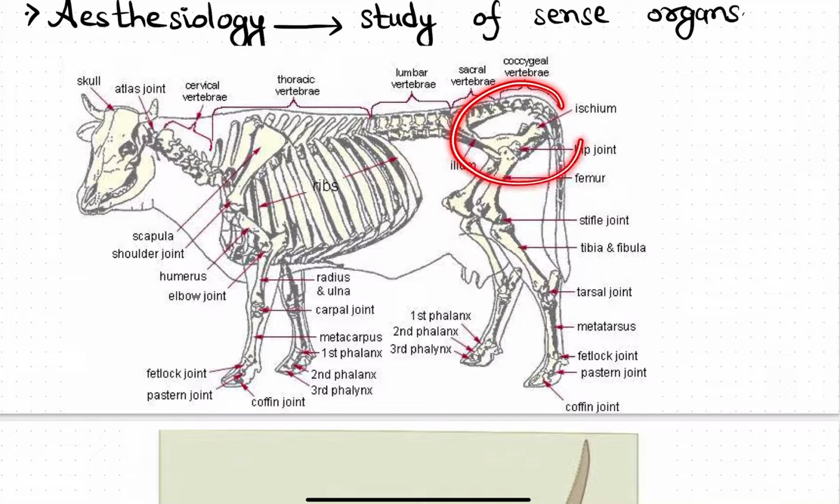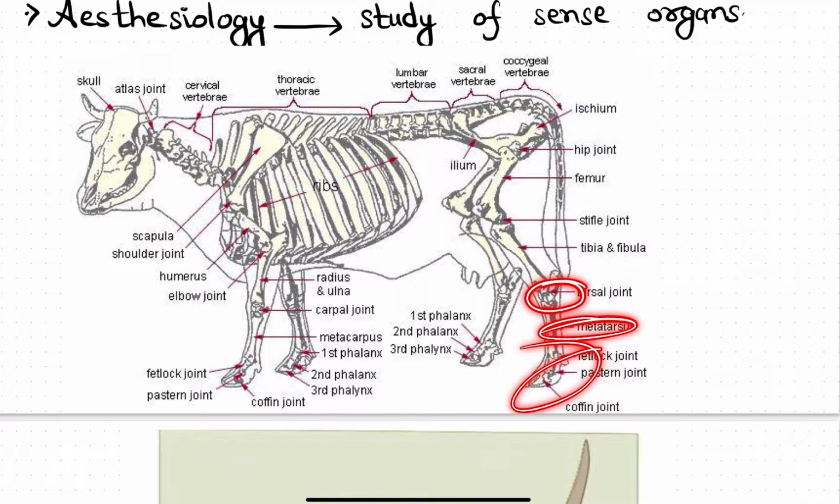Here you can see the hip region, in which we have the ilium, ischium as well as pubis. Then we have the femur bone, which is the longest bone. Then we have the stifle joint here, between the femur and the tibia and fibula. Then we have tarsals, metatarsal and phalanges. Now there are three joints which we have to study in the lower part: the fetlock joint, pastern joint and coffin joint. The fetlock joint is between the metatarsal and phalange 1. The pastern joint is between phalange 1 and phalange 2. The coffin joint is between phalange 2 and phalange 3.